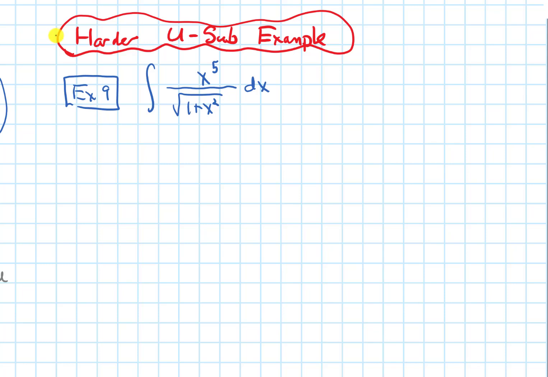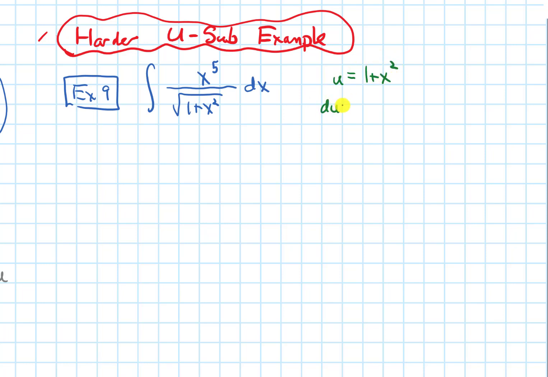In this video, we will do a harder u-substitution example. So we have the integral of x^5 over the square root of 1 plus x squared dx. For this one, I'm going to try letting u be equal to 1 plus x squared, the thing inside of the square root.